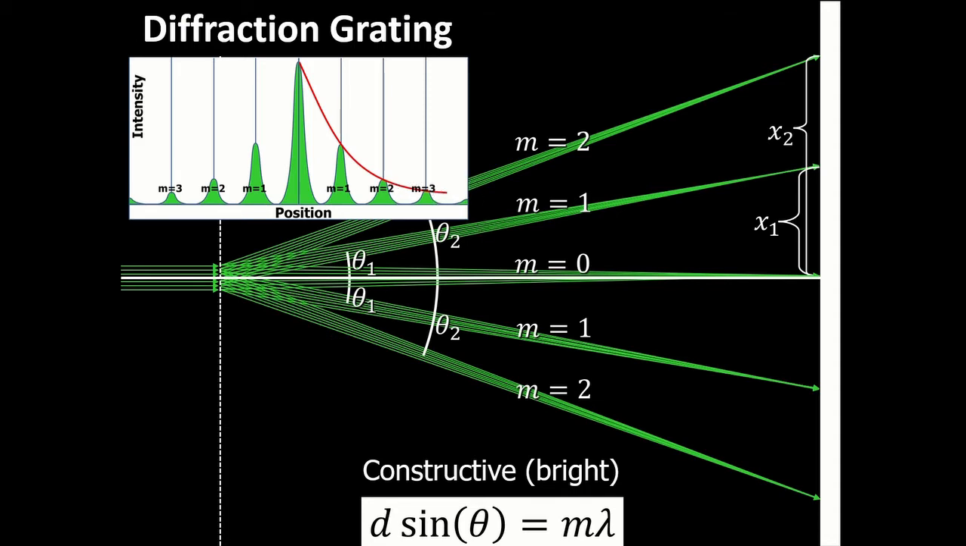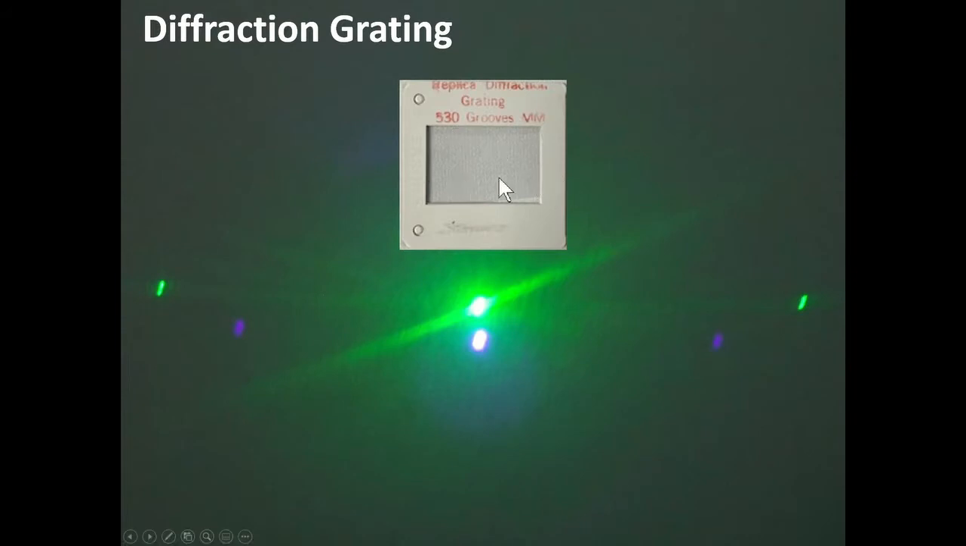So let's see if we can understand why that happens. And just to see it before we do it, this is what a diffraction grating looks like. It just looks like a clear piece of plastic, but there's tiny, tiny grooves. In this case, there's 530 grooves per millimeter. If I shine green light through there, it's going to spread out at a big angle. Violet is a shorter wavelength, and it's going to spread out at less of an angle.